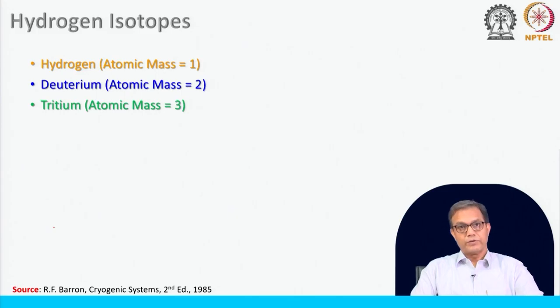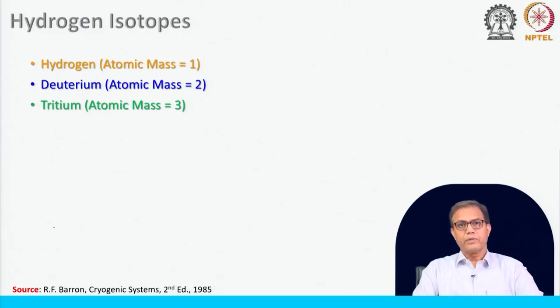There is another isotope of hydrogen, that is tritium, with atomic mass 3, but with a very short half life. We are not going to discuss tritium at this moment, but the deuterium separation will be discussed in this lecture.